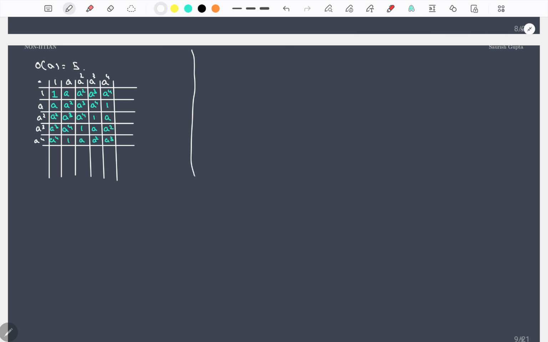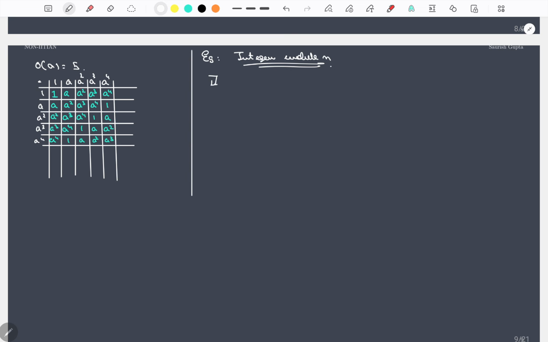Now take the next example. This is the last example we are dealing with in this particular lecture: integers modulo n. Here we are just going to state the example, but the main motivation behind it is that we will be dealing with this in some other lecture.